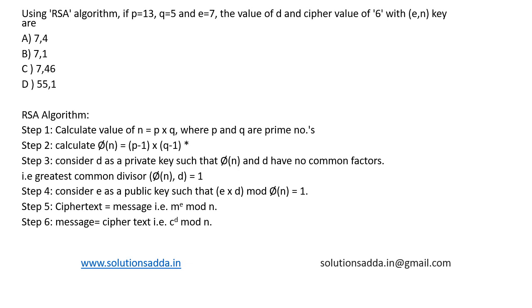Now the cipher value of E comma n. It is given that cipher value of 6 with E comma n as the key. So we are asked to create a cipher value. So the cipher value can be calculated as follows.